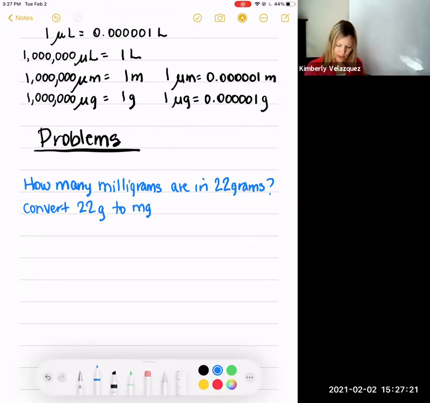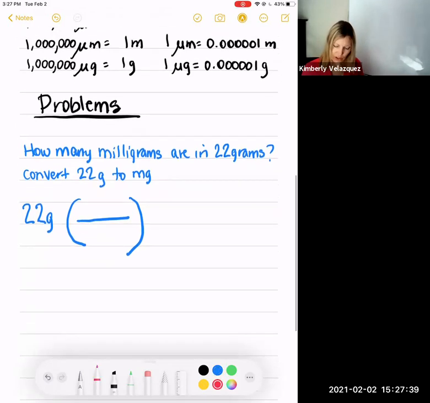So you always start with what you're given. In this case, it's 22 grams. And I want to convert it to milligrams. And I'm going to do that by multiplying by a fraction of equivalent numbers. What are my equivalent numbers? I'm always going to write those down so I make sure I don't make a mistake.